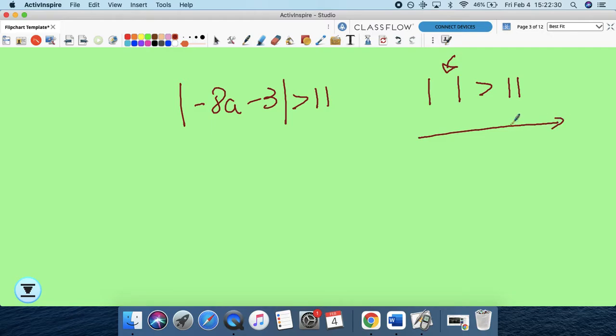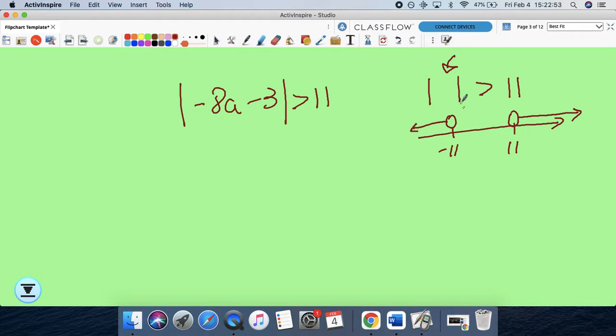Well, if I take the absolute value of 11, that doesn't work. But if I take the absolute value of any number greater than 11, it works. Just like if I take the absolute value of every number less than negative 11, it also works. So anything between negative 11 and 11 won't work. I don't know, pick any number.